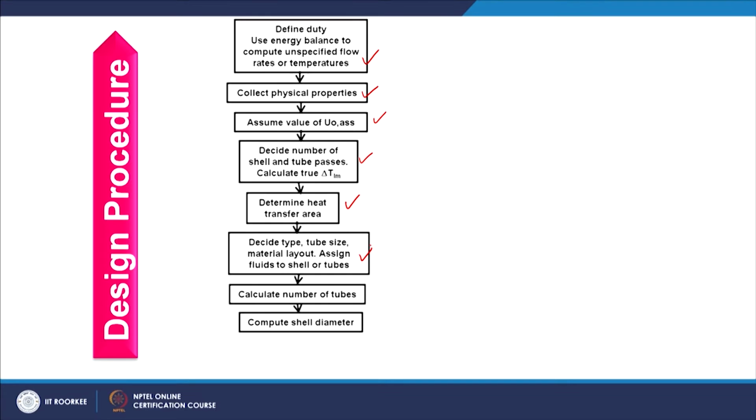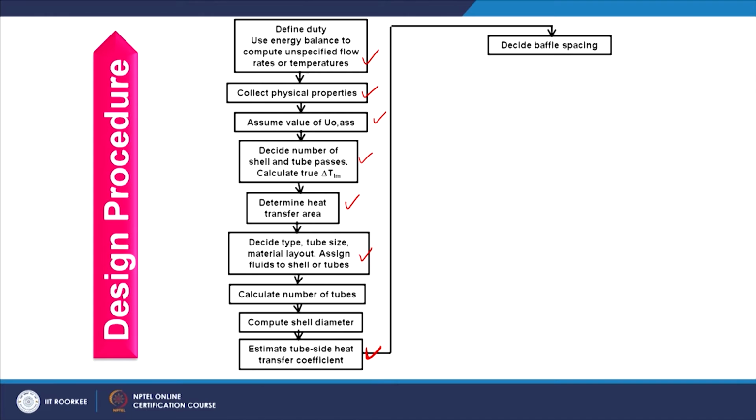Once you have the shell diameter, we can calculate the tube side heat transfer coefficient, and here we will discuss the empirical correlation used to calculate it. After that, we will proceed towards the shell side, and here first of all we have to decide the baffle spacing. After baffle spacing, we can calculate the shell side heat transfer coefficient, and here also we will discuss the equations or empirical correlations involved in this estimation.